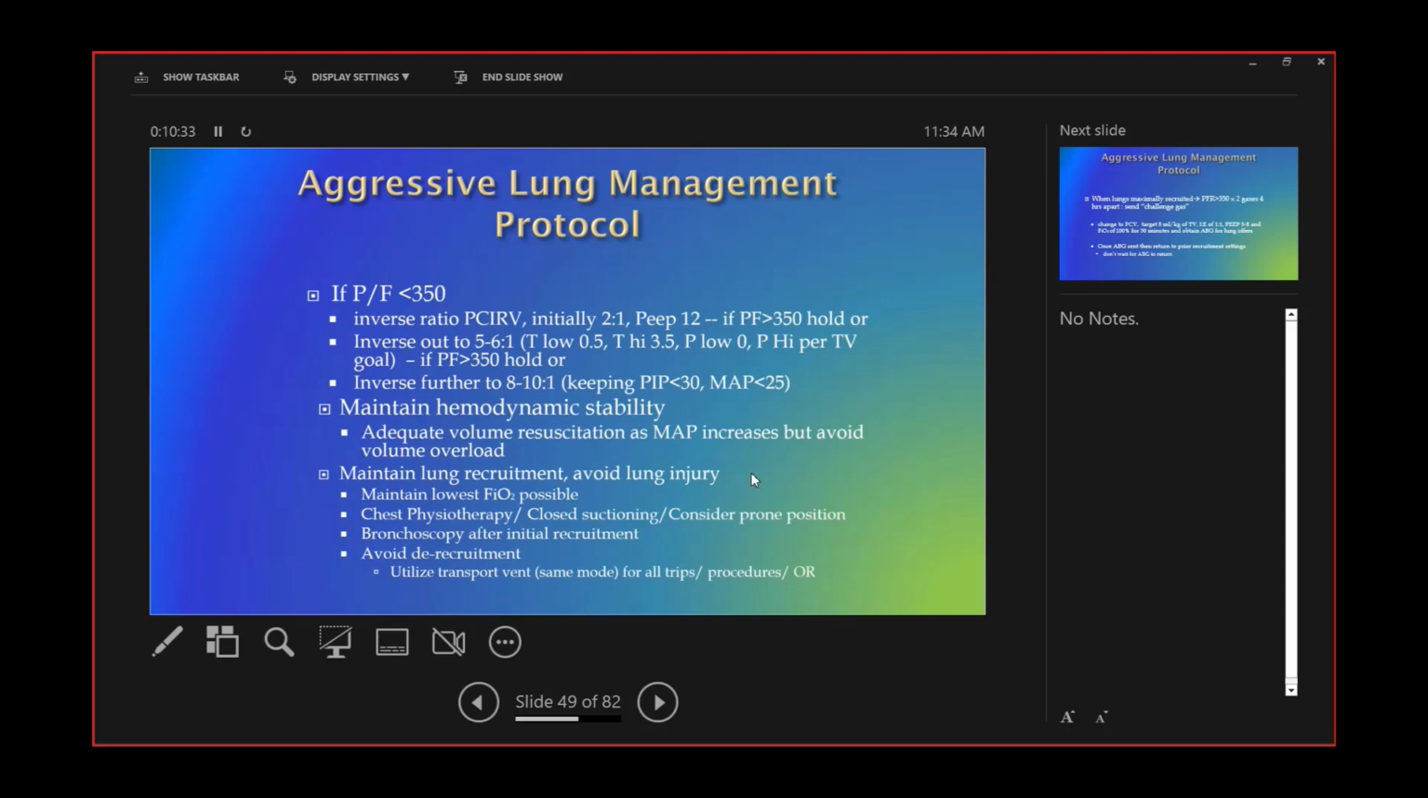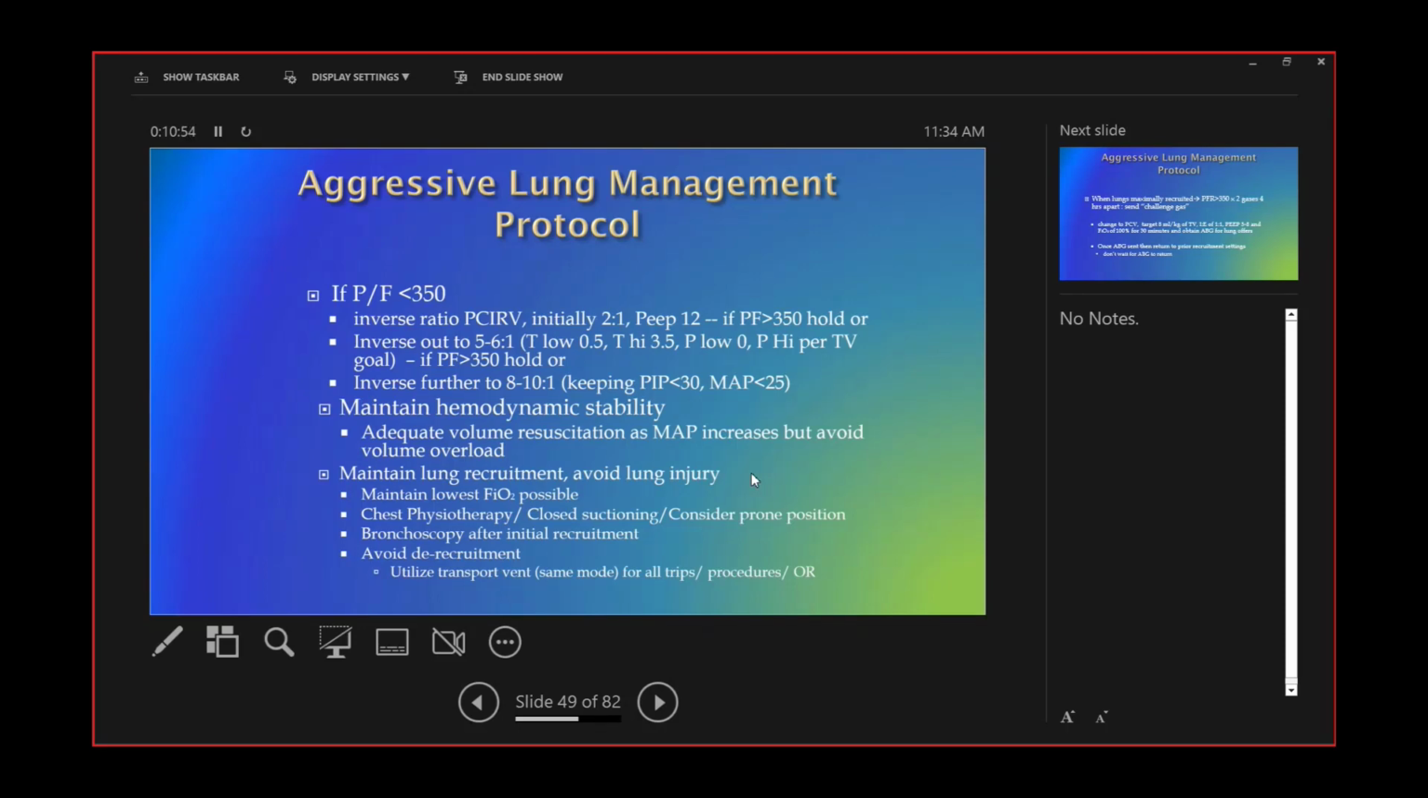And then if they're still not getting that PF ratio greater than 350, I'll take them out to an 8 to 10 to 1 or 12 to 1. I've had somebody up at a 15 to 1 for a while. As long as they're ventilating okay, I don't care. And then we maintain our hemodynamic stability, and we make sure that we have adequate volume resuscitation as the mean airway pressure increases, but we try to avoid volume overloading.